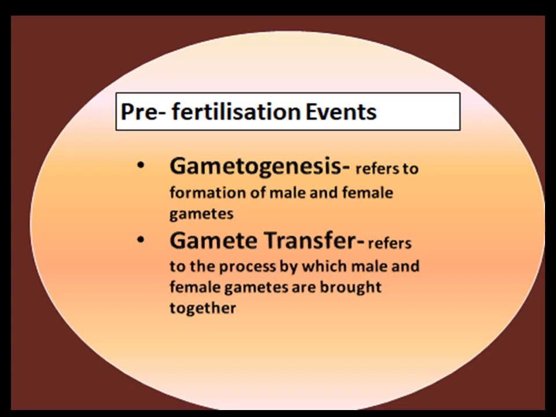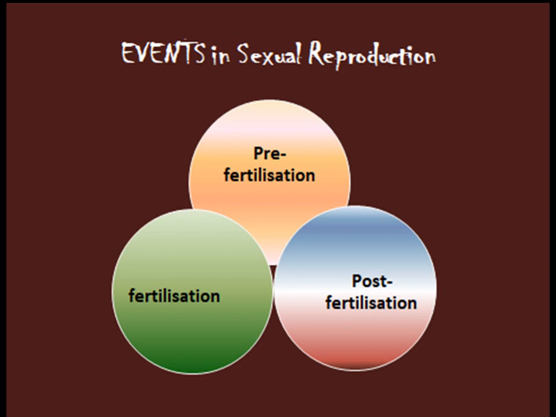Pre-fertilization events. Gametogenesis refers to the formation of male and female gametes. Gamete transfer refers to the process by which male and female gametes are brought together. So we finished studying gametogenesis and gamete transfer. Events in sexual reproduction: pre-fertilization is already over. Next we will learn about fertilization.